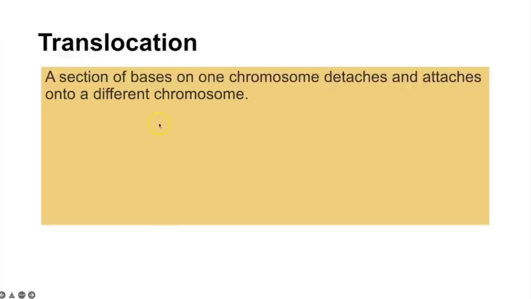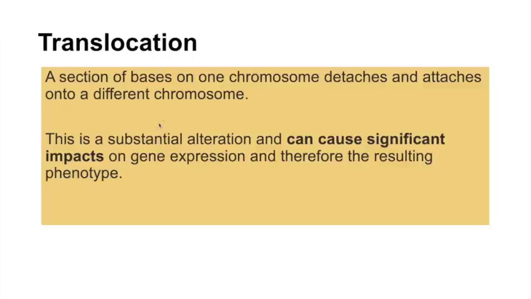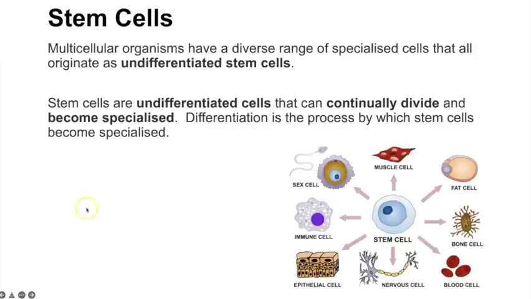Translocation is when a section of bases on one chromosome detaches and attaches onto a different chromosome altogether. Now, this is a substantial alteration and can cause significant impacts on gene expression, and it can cause, therefore, a very, very different phenotype.